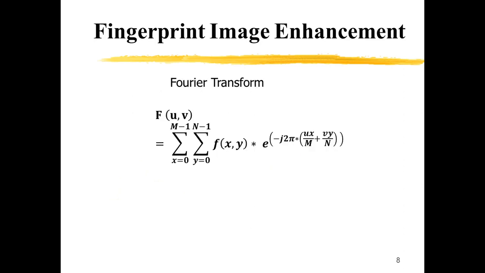Another way is the use of the Fourier transform. The two-dimensional Fourier transform equation is as shown. Both histogram equalization and Fourier transform are applied to blocks of images, and within each block the analysis is performed so that we have a global enhancement as well as a local enhancement.